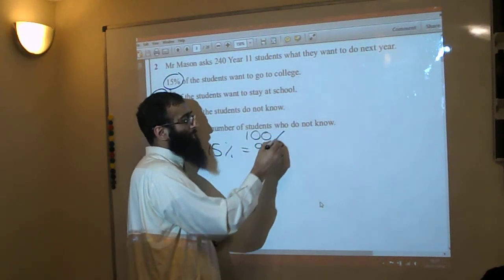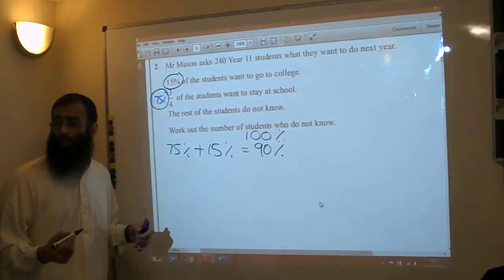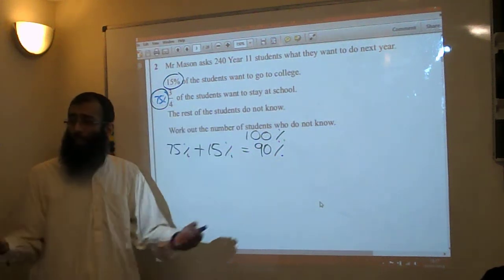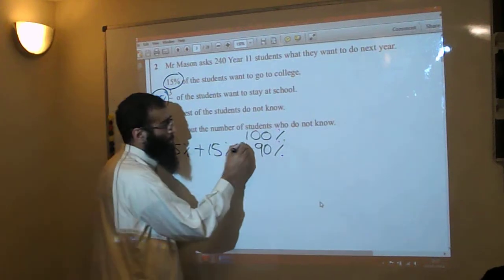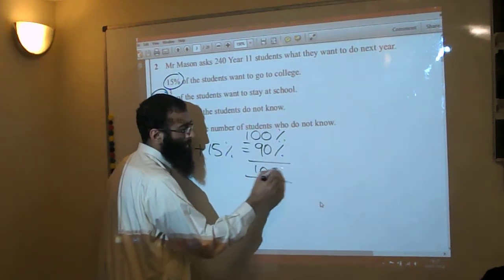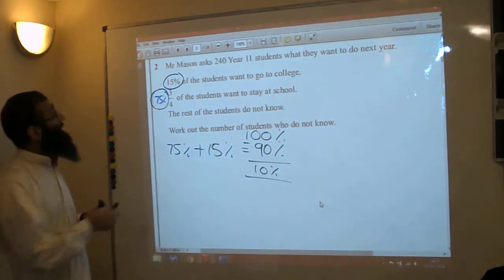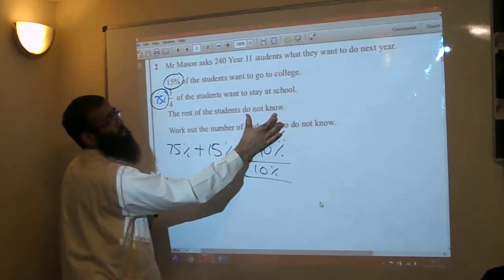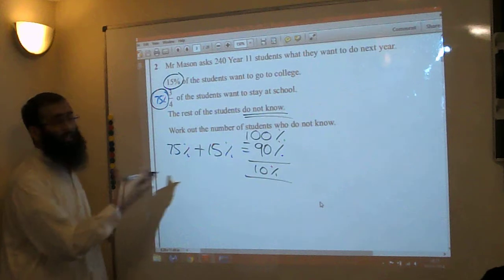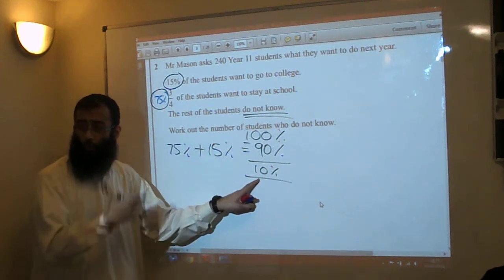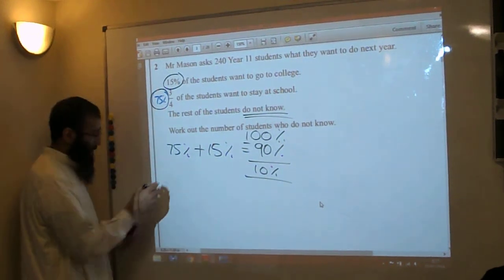Okay, and in the complete question, Zishan, how much percent do we have? Always in a normal question we have 100%. So the total data value must be 100%, and 90% has been spoken for, so if you minus them that will give us 10%. So 10% of this 240 are the ones who do not know. Okay, so I haven't finished yet. I've worked out the percentage, so now I have to work out the number.